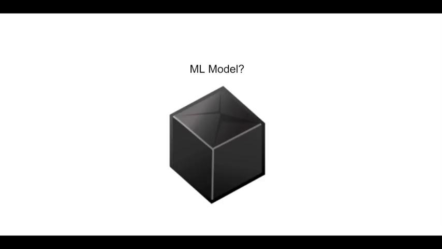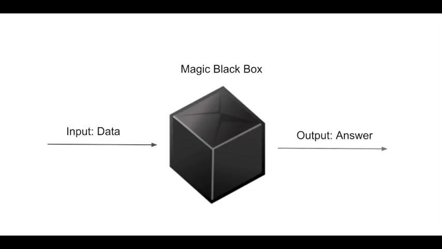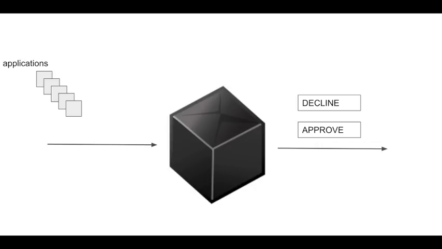You can imagine a machine learning model to be a sort of magic black box, which receives some data as an input and produces an answer as an output. Let's take a look at a specific example. Let's imagine that you work in a bank, and somebody has built a machine learning model to automatically decide which credit card applications from your customers should be declined and which should be approved.